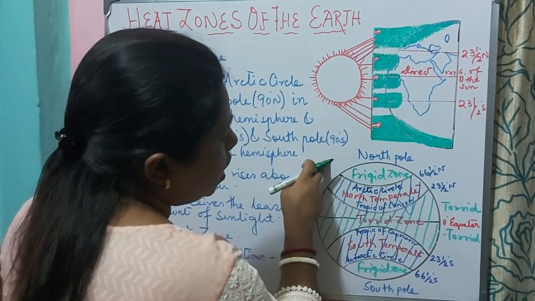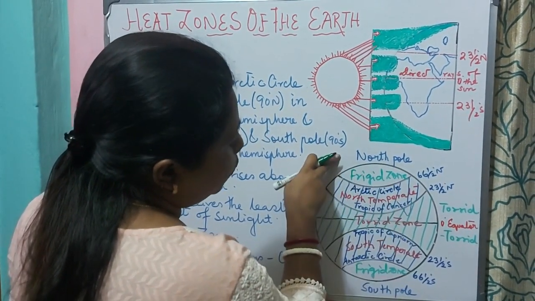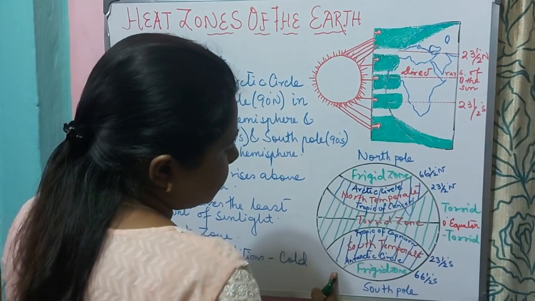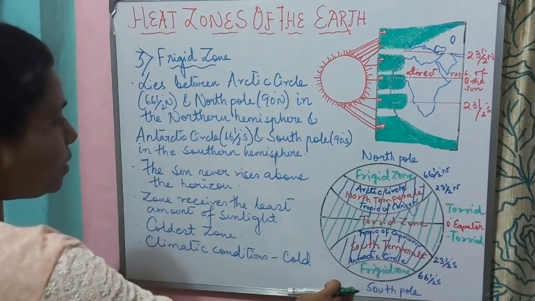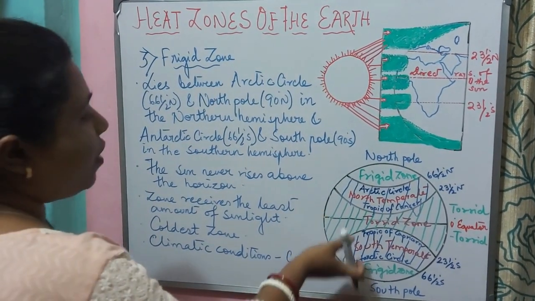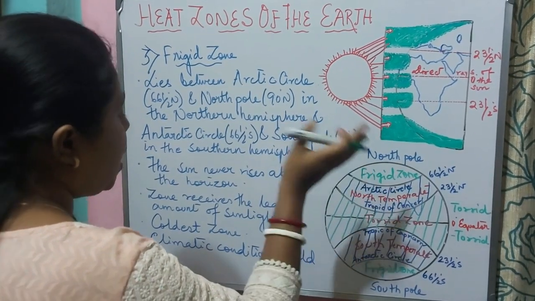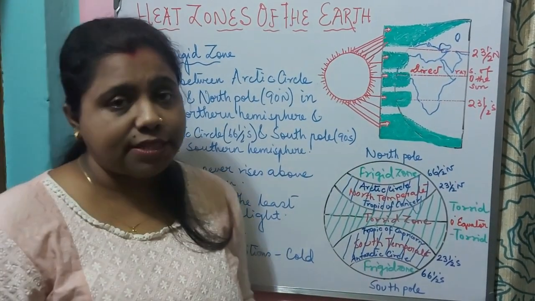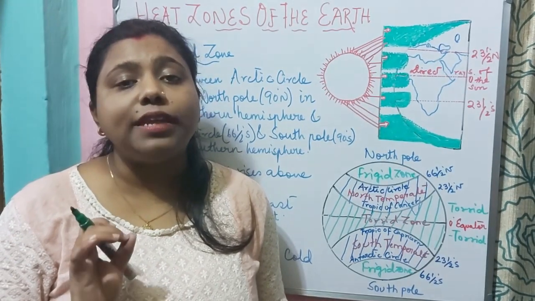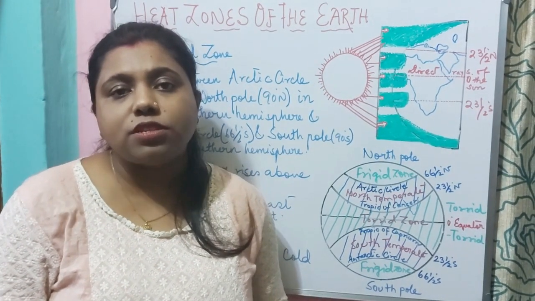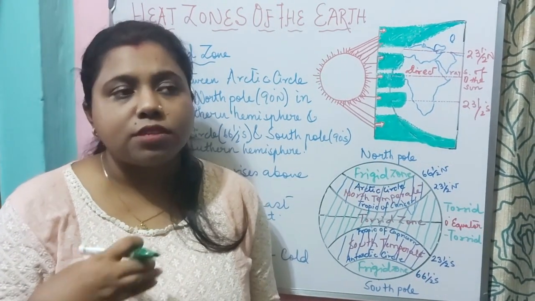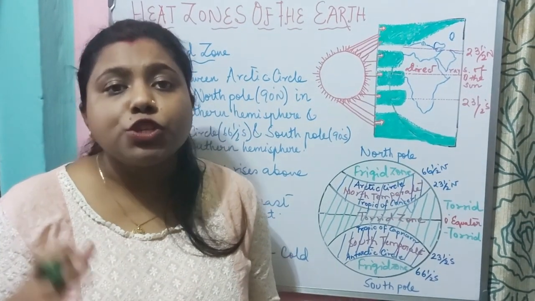Which lies between Arctic Circle and North Pole in the Northern Hemisphere, Antarctic Circle and the South Pole in the Southern Hemisphere. Here the sun never rises above the horizon, so it receives the least amount of sun rays. That is why it is the coldest zone. Here the climatic condition is very cold. Most of the time it is covered up with snow.